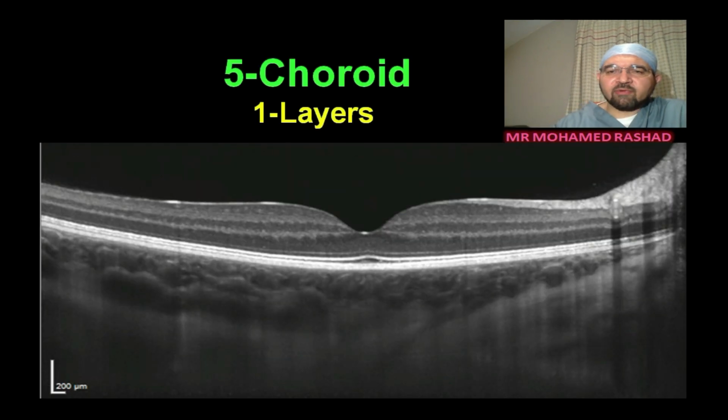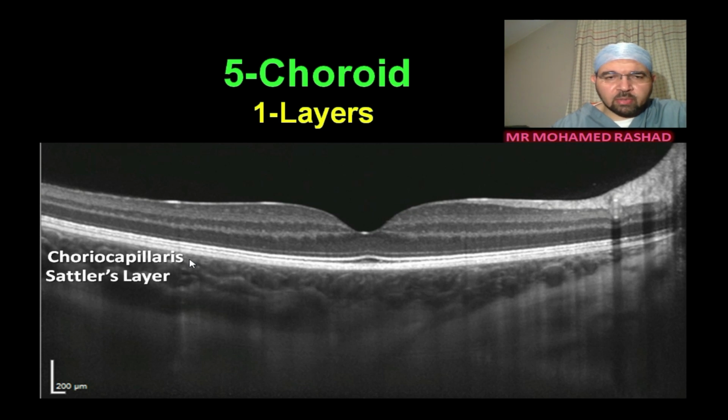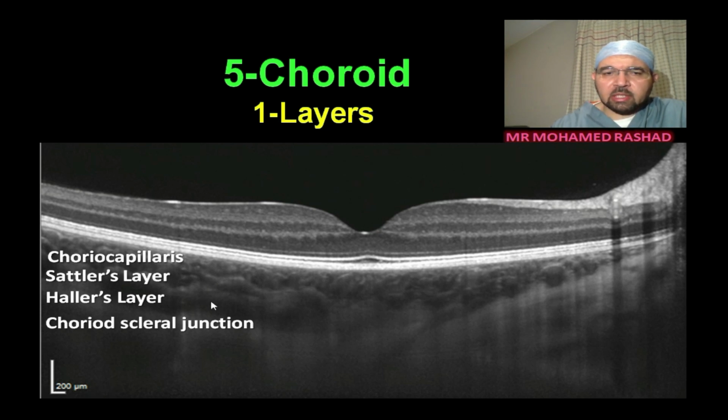Then our fifth step in the interpretation of the retinal spectral domain OCT is the choroid, which is very important now. The identification of the choroid, first you have to check the layers. This is the choriocapillaris layer here, just under the RPE Bruch's membrane complex, and then the Sattler layer, which is the layer of the small blood vessels, then the Haller layer, which is the area of the large blood vessels, and then the choroidal scleral junction, which is the end of the choroid here.